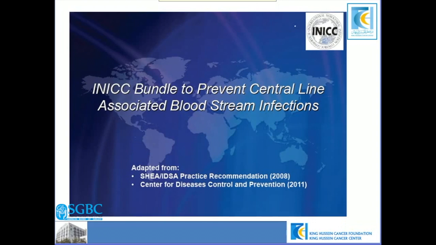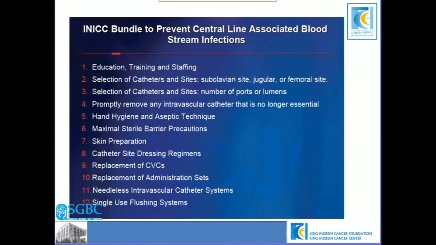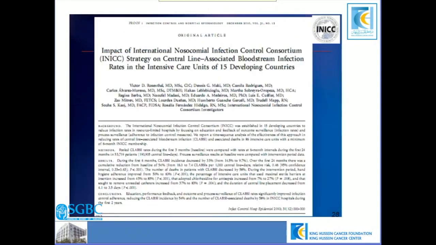He took the same bundles that Peter Pronovost applied in the United States, and he started collaborating with people across the world on that. He established something called INICC, the International Nosocomial Infectious Control Consortium. And the same bundle. It's not science fiction. It's not rocket science. It's just same hand hygiene, maximal barriers, removal when it's not needed, and chlorhexidine.